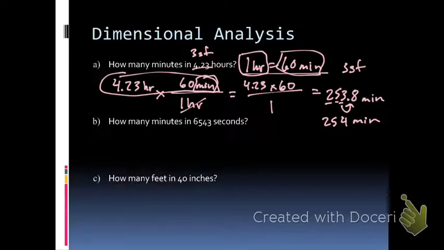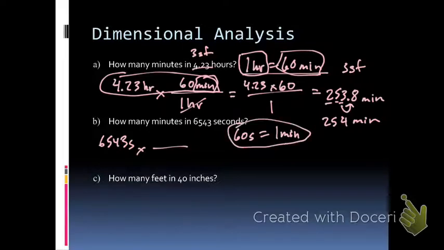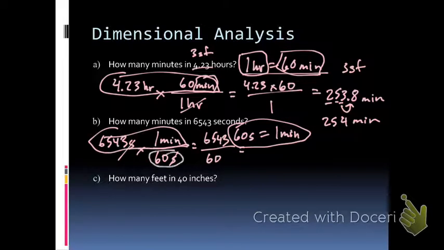Next one says, how many minutes in 6,543 seconds? Well, the conversion factor is going to be 60 seconds equal 1 minute. So if I start with 6,543 seconds, and I'm going to use this conversion factor, the denominator will be 60 seconds, because that allows me to cross-cancel over 1 minute. So in this case, I'll have 6,543 divided by 60. Remember, you got to multiply the top and then divide by the bottom.